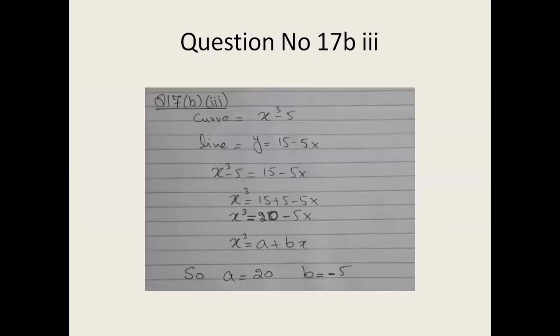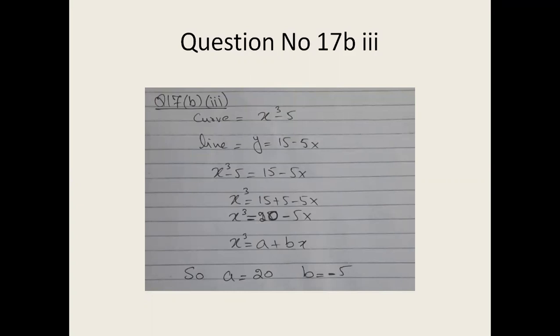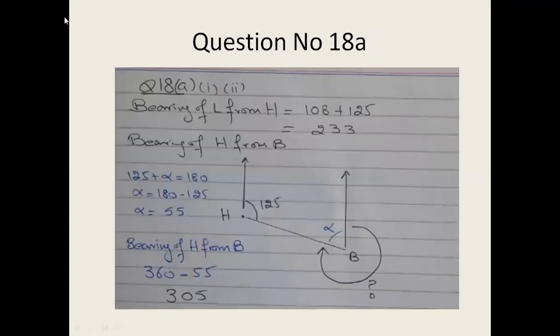Then, the curve is x cube minus 5, and the line is y equals 15 minus 5x, and we will equate them. So you will have x cube minus 5 equals 15 minus 5x. So x cube equals 15 plus 5 minus 5x, so x cube equals 20 minus 5x. So x cube equals a plus bx. So the value of a will be 20 and the value of b will be minus 5. So that was question number 17, and we are done with question number 17.